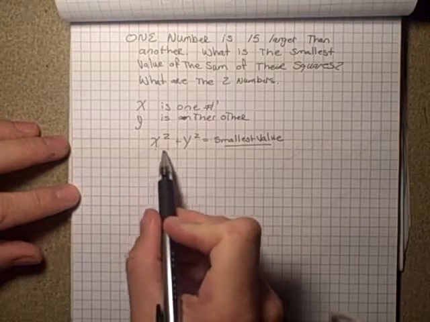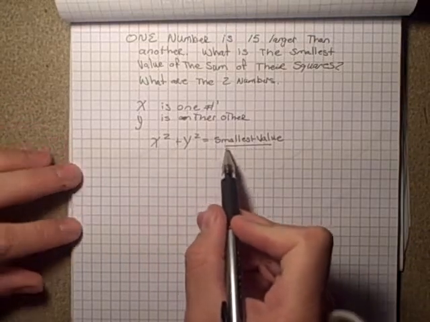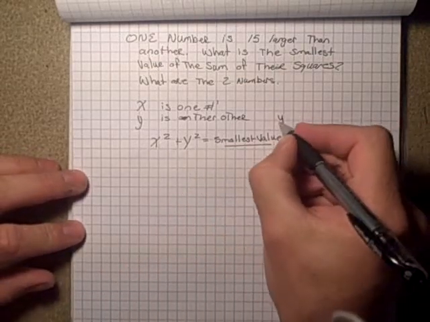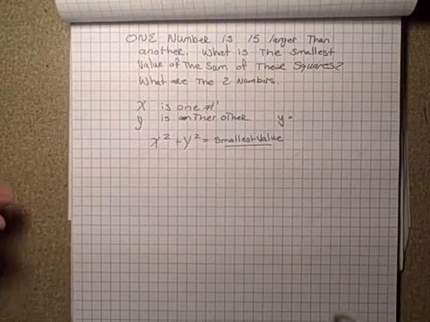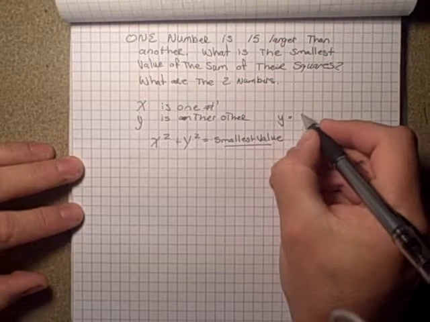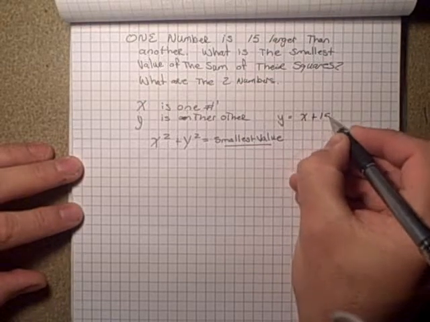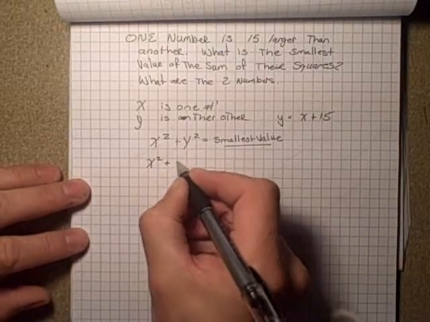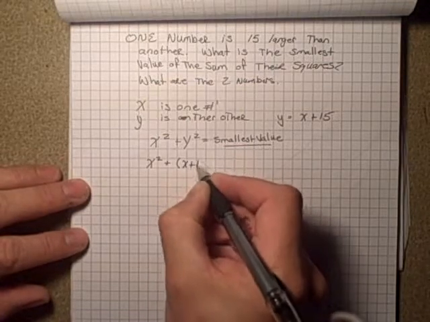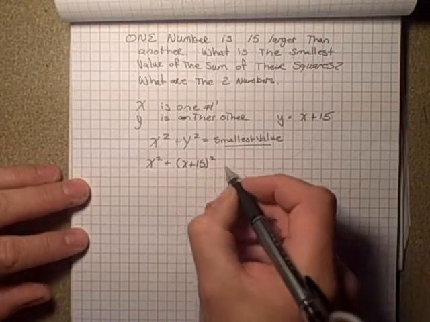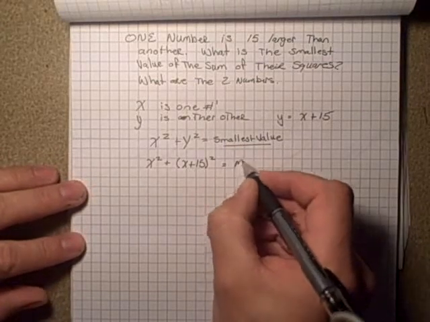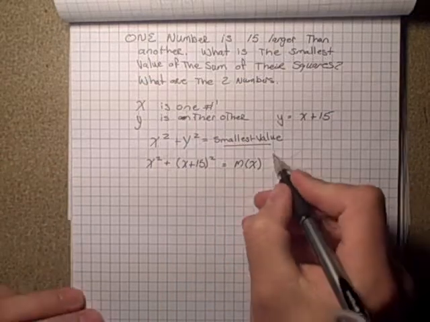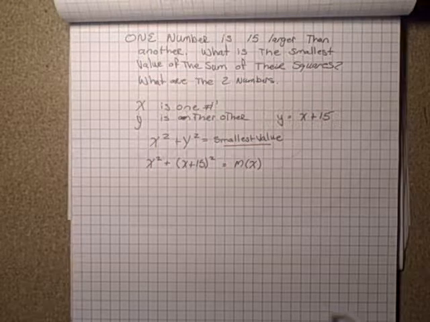So here we have x and y. x squared plus y squared gives us the smallest value. And we have to get it all in the form of one variable. We know that one of the numbers is 15 larger than the other. So let's say y is the larger number. That would be x plus 15. If we can sub that back into here, x squared plus x plus 15 squared is going to give us a minimum, or let's say a minimum as a function of x. Meaning that this is going to give us the smallest value. I'm going to write it in that form.